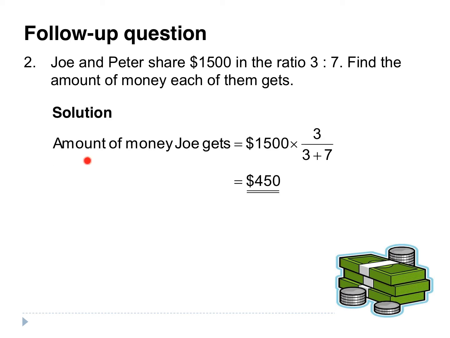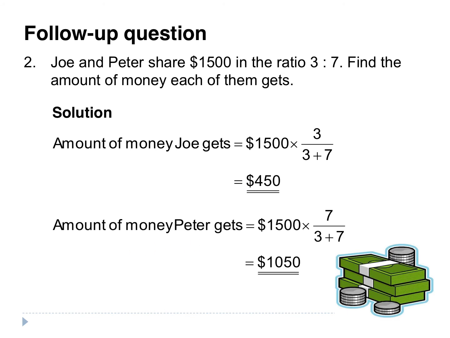So to find the amount of money Joe gets, because Joe gets 3 out of altogether 10 parts, 3 plus 7, 10 parts, he gets 3. So you multiply 1,500 by 3 over 10 here. So you will get $450.